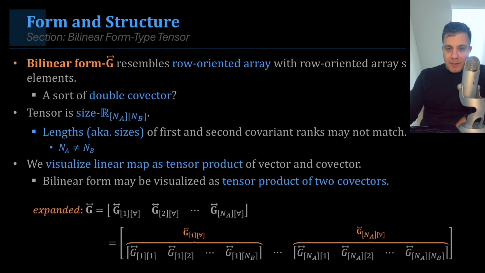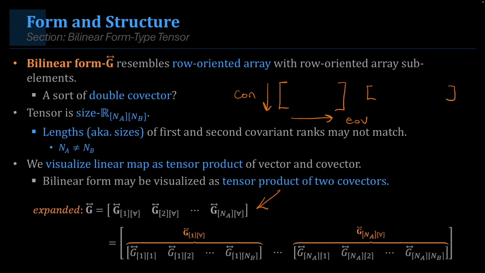Now, for the rest of these slides, I'm going to go through them very quickly, if talking about them at all. Here we can see the general form and structure of this tensor, of the bilinear form, and the way that it's constructed. Whereas the linear map was rank 2, having one contravariant and one covariant rank, the bilinear form essentially has two covariant ranks. So what we end up with is a row-oriented array that contains row-oriented arrays as sub-elements.